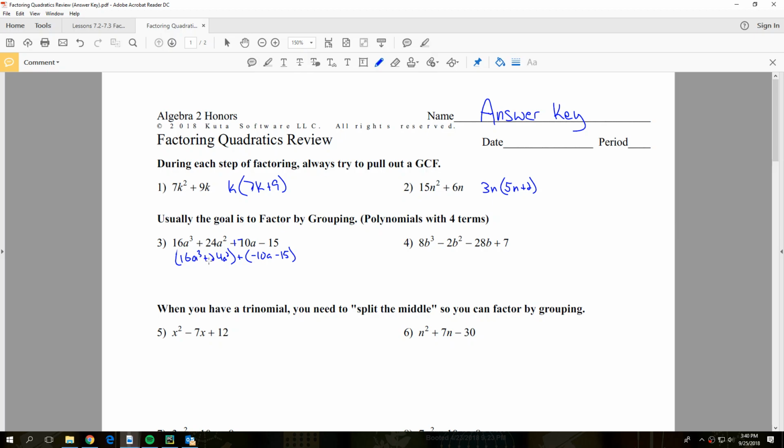So what I'm going to do, now that I've grouped these, is pull out a GCF. This first one I can pull out looks like 8a squared.